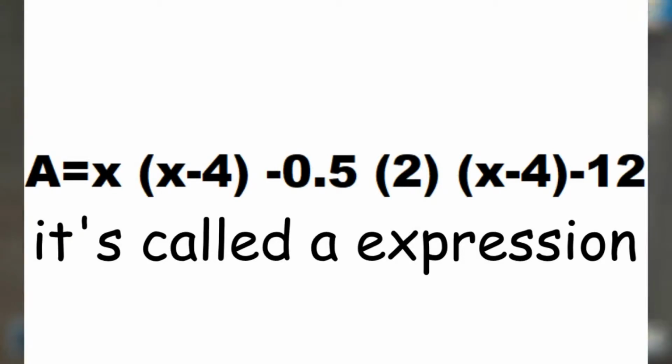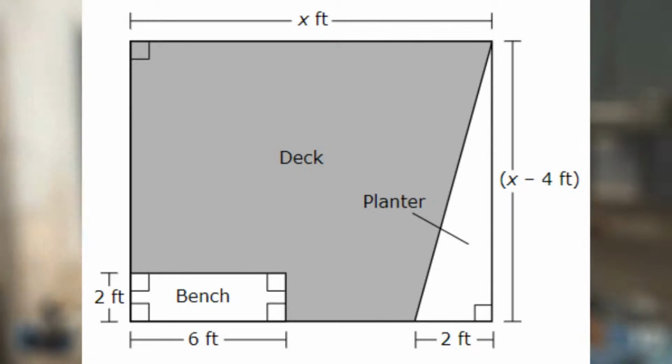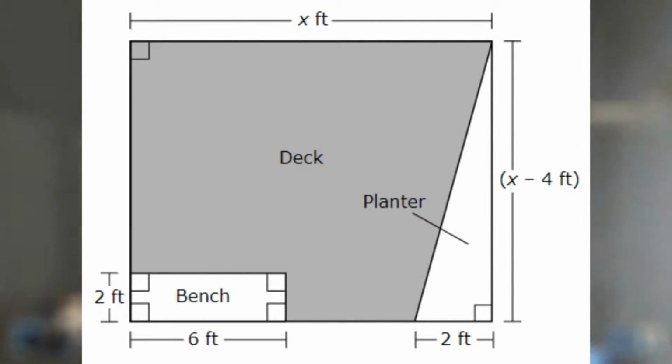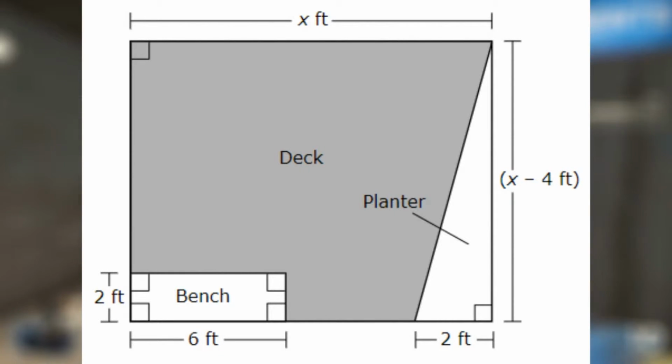Now to start off, we will have to write the answer in the form of this. I honestly couldn't find the term for it because I believe there is one, but anyway, first let's analyze A equals x times (x minus 4). This is pretty obvious. It's simply the formula for the area of the deck. But before we can do that, we have to account for the lost space from the bench and planter.